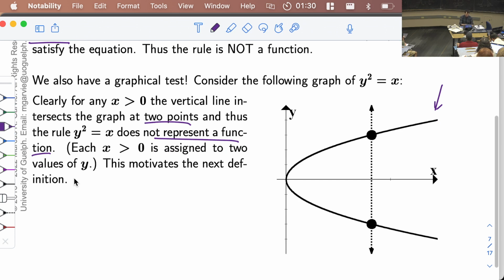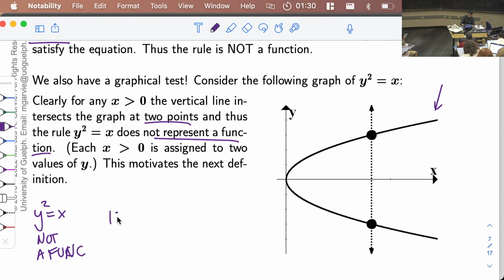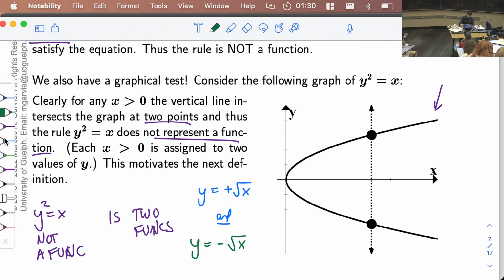It is true in this case that y squared equals x is not a function, but it is actually two functions. It's y equals plus the square root of x. Let me do these in some colors. y equals plus the square root of x and y equals minus the square root of x. So y equals plus the square root of x is this top half, and y equals minus the square root of x is this bottom half over here.